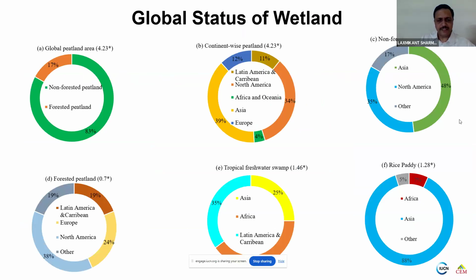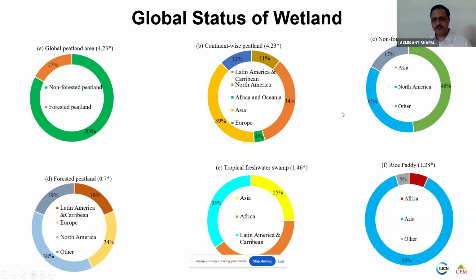And forested peatlands, if you say continent-wise, then the North American part is much more affected in terms of the forested peatlands. In the Asian part, if you see on the right side, rice paddy fields are a very prominent feature of the wetlands. In the North American part, the non-forested peatlands are majorly impacted, and 48% in the Asian regions is also impacted.